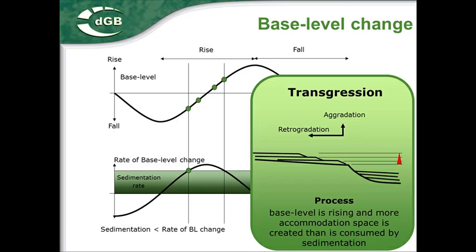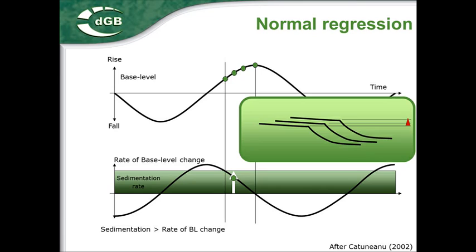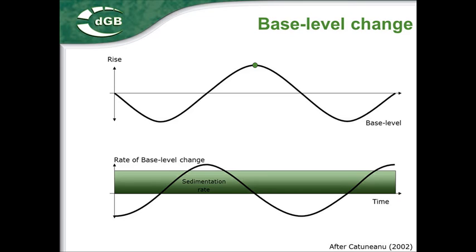All the way until this point, and here we are getting back in a familiar situation. Sedimentation rate is larger than the rate of base level change. And that continues until here. Now we have seen this package before. This is again a normal regression. So the normal regression originates in two parts of this base level cycle. One in the lower end when we started, and one in the upper end at the top of the base level rise.